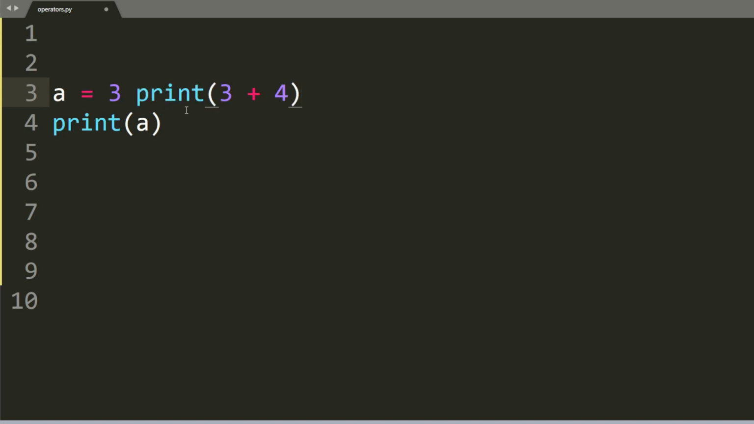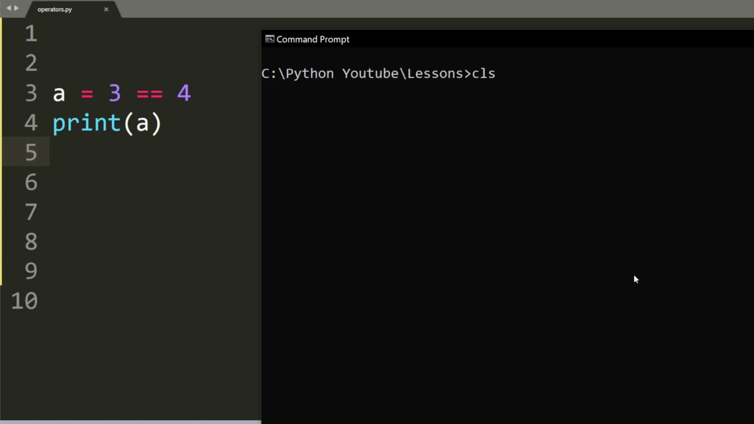Now the double equal sign is the true equal sign. So you're basically asking Python, is 3 equal to 4? The answer is no, right? And then it takes the no answer and puts it into a box called A. So once it prints out, you will see that it prints false.